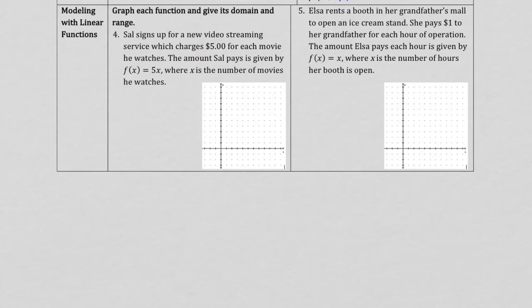So, number 4. First, the instruction says, graph each function and then give its domain and range. So remember what we said about domain and range. Domain is what are the possible x values. Range is what are the possible y values. And also we need to graph them. So we're going to graph first and then we'll figure out the domain.